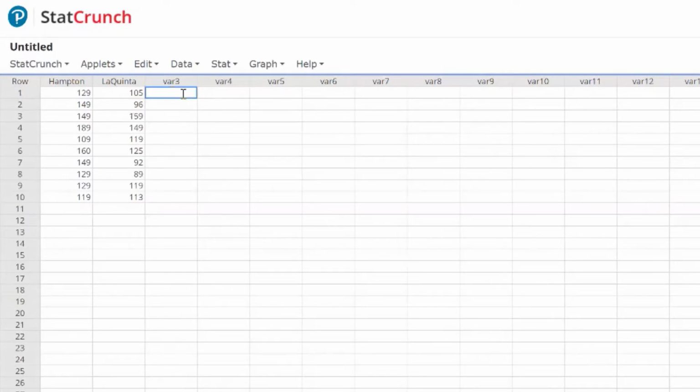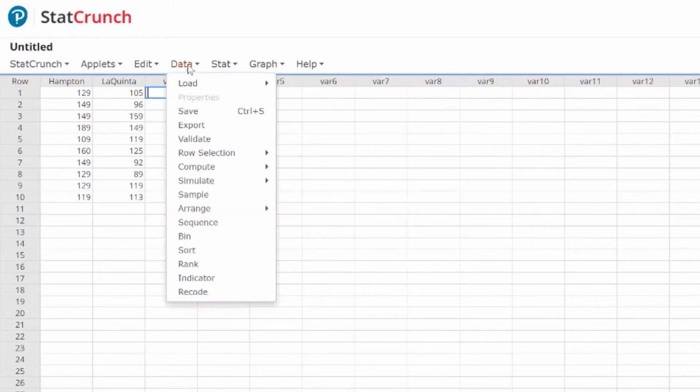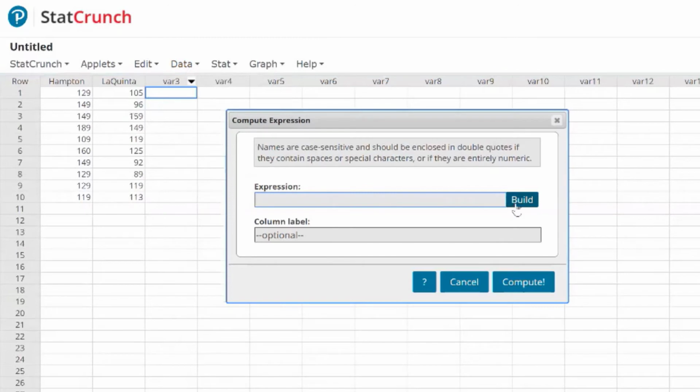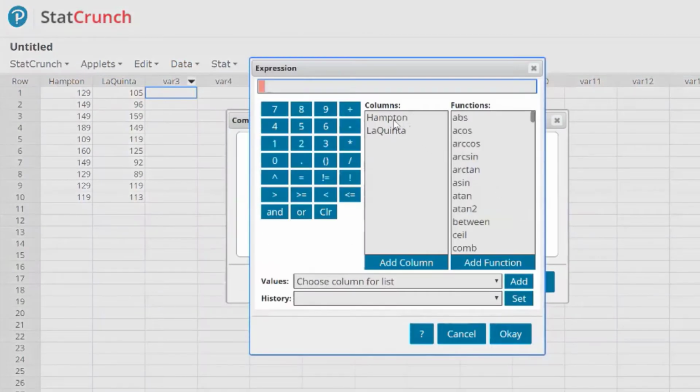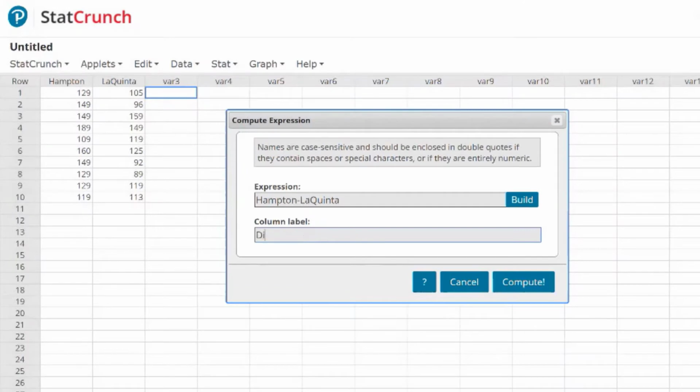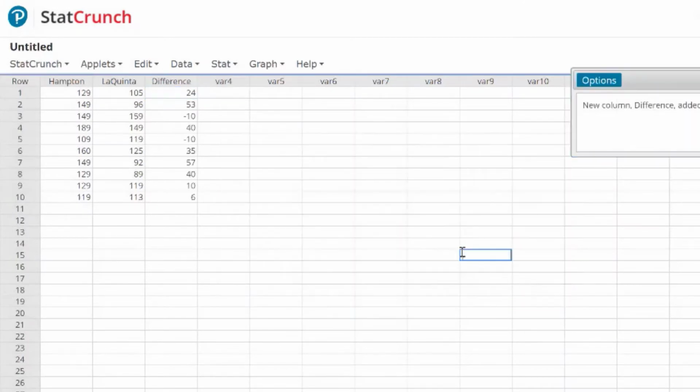A second option, and probably the easier of the two, is to use the calculator within StatCrunch. You would select Data, Compute, Expression, and then we select Build. And we're going to do Hampton, so double-click Hampton, and then minus La Quinta. Double-click La Quinta, click OK, and then we'll call the column Difference. Click Compute, and the differences drop right into your spreadsheet for you.